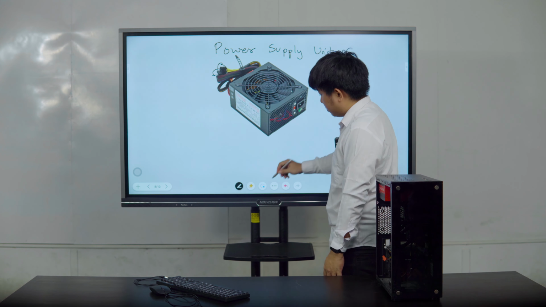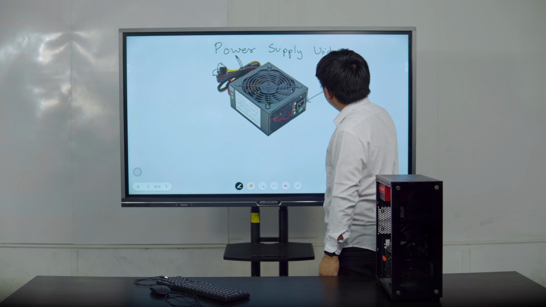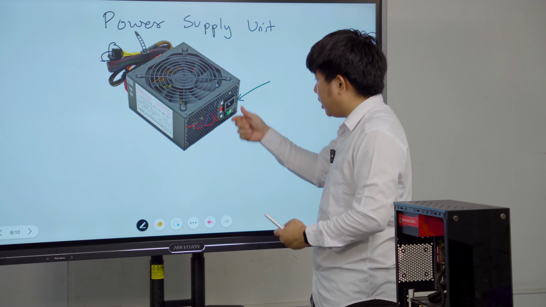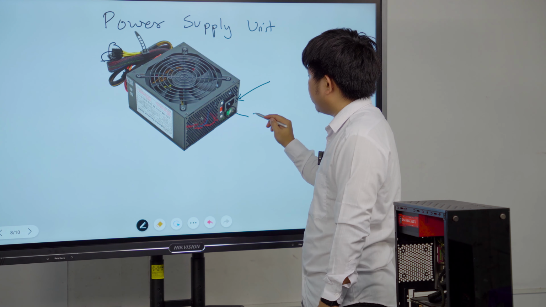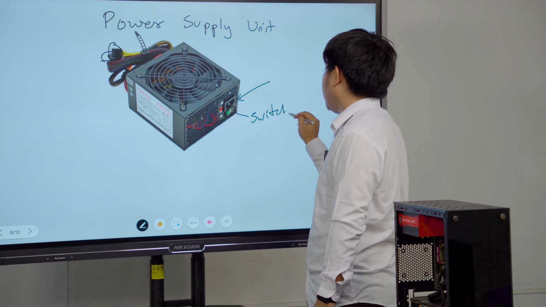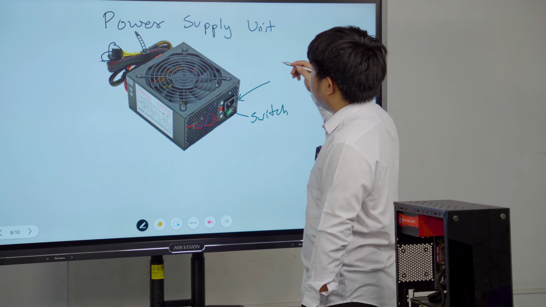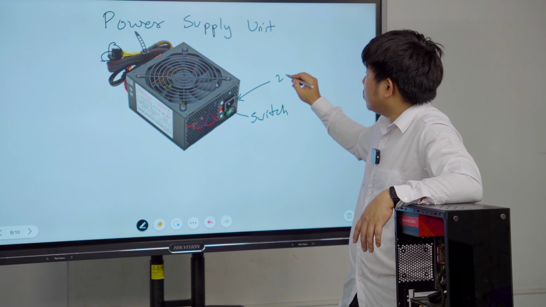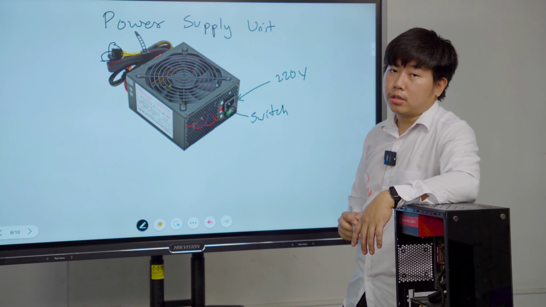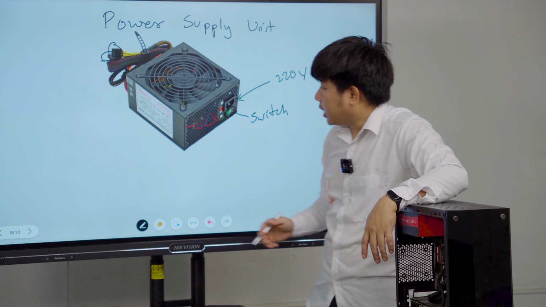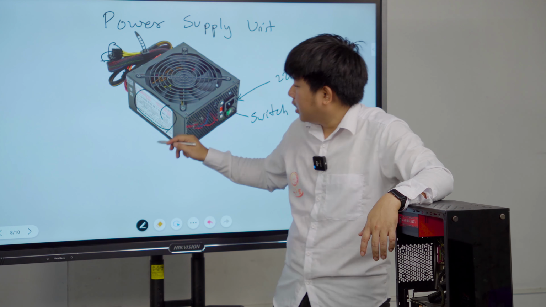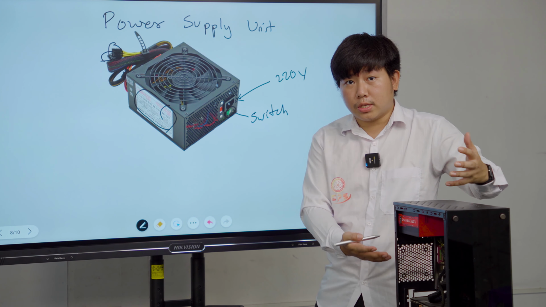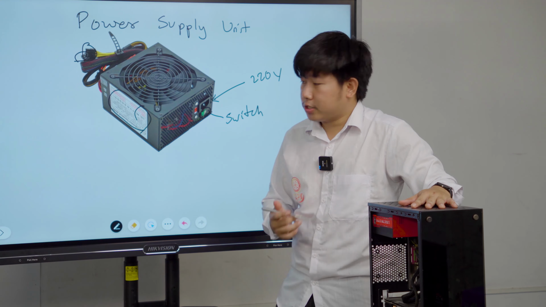This is the input. You plug in your cable here, and this is the switch. You turn it on or off here. The input is mostly, for our country, which is Myanmar, 220 volts. So when you plug in 220 volts, it's okay, and it will also be written here. So when you buy a new computer and you're going to set it up yourself, read the descriptions first.